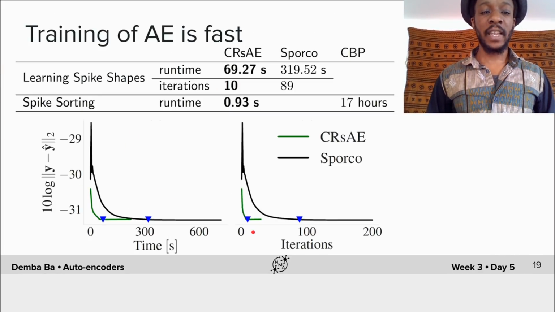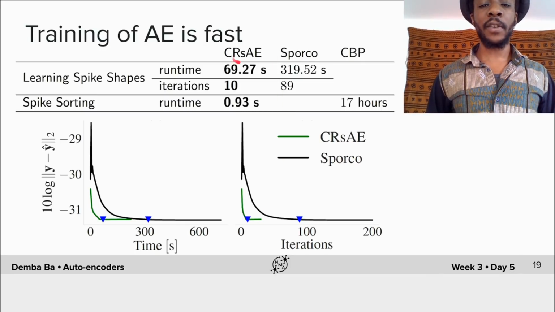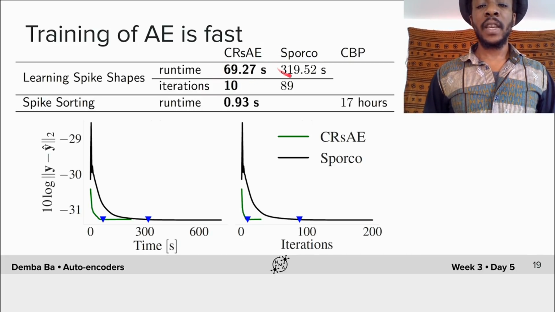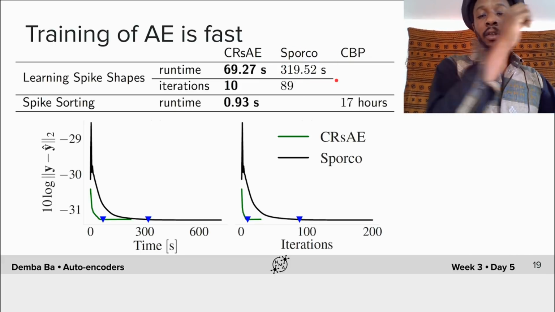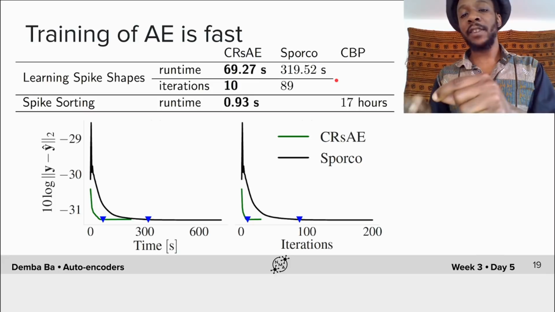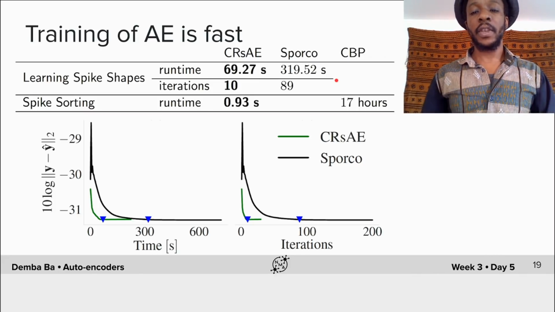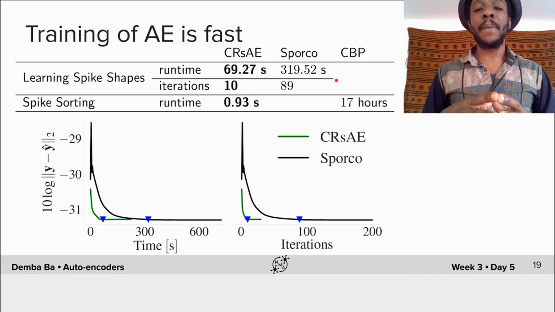Now, interestingly, it turns out that training the autoencoder architecture, which we call CRESA, for Constrained Recurrent Sparse Autoencoder, is 5 times faster than using standard techniques from the optimization literature that solve the convolutional sparse coding step and the dictionary update step using standard optimization packages. And the primary reason for this is that those are not readily deployable on GPUs.